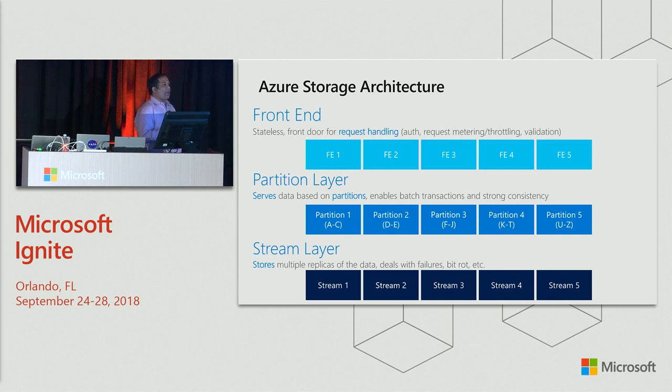Of course, above that, we have the front-end layer, which is more what you'd expect. Any kind of request handling. So all your REST API requests come in here. We do authentication, we do billing, metering, we do throttling if there's something bad happening. We do all of that at this layer. And this is the thing that also knows finally that this is your storage account, this is what you're asking for, and then it hands off to one of the layers below.